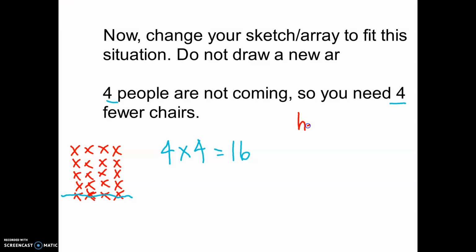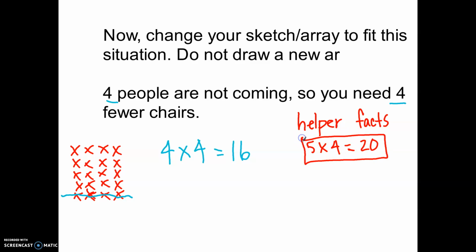Yesterday we talked about how we can use some of our problems as helper facts. Okay? So if I think about what my original number model was, 5 times 4 is 20, and I subtracted a row, that means if I know that 5 times 4 is 20 and I take a row off, I don't have to go back and count all my x's. I can just think, oh, I had 20 and I'm taking 4 away, so now I have 16. So we can use our helper facts to solve other multiplication problems.